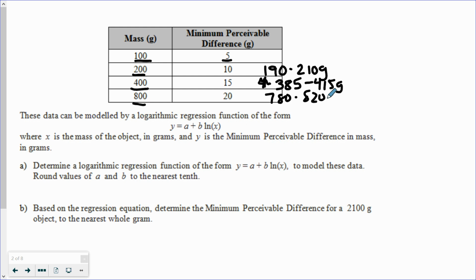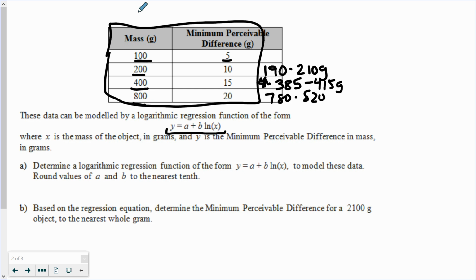And so this data set that we have can be modeled by a logarithmic function in the form y equals a plus b times the ln of x. So in your calculators, put this little chart into list 1 and list 2.